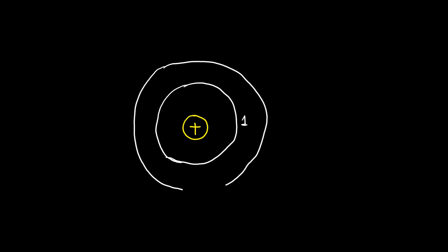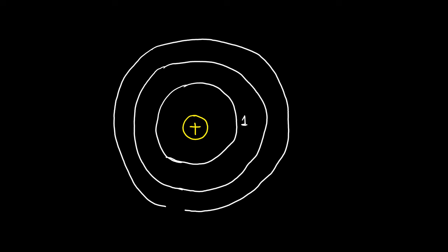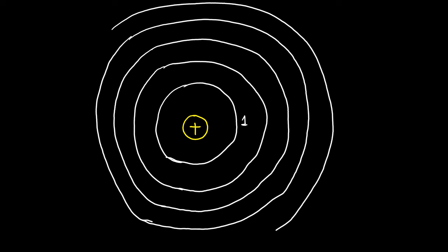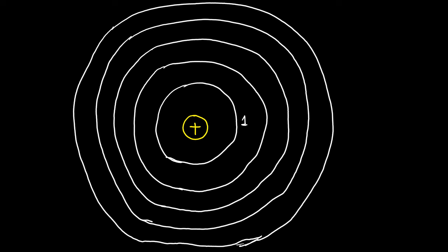Suppose that this is a second energy level present around the hydrogen atom, and this is a third energy level present around the hydrogen atom. And suppose this is a fourth energy level present in a hydrogen atom. And suppose this is a fifth energy level or shell present around a hydrogen atom. So this is the second energy level, this is the third energy level or shell, this is the fourth energy level or shell, this is the fifth energy level or shell, and so on, 6, 7, 8, and so on, energy levels around the nucleus of the hydrogen atom.